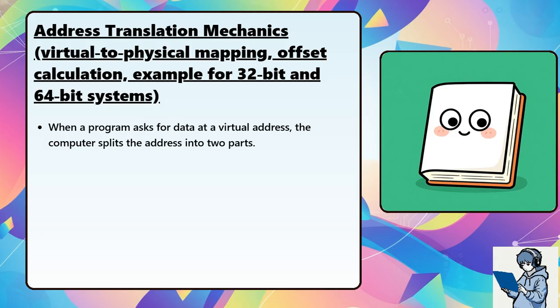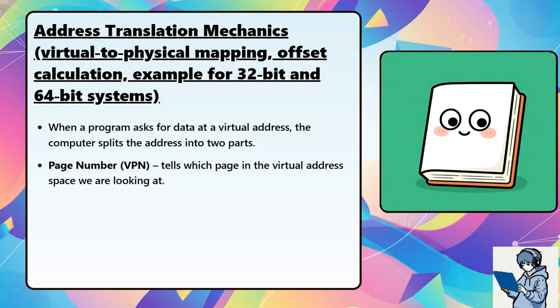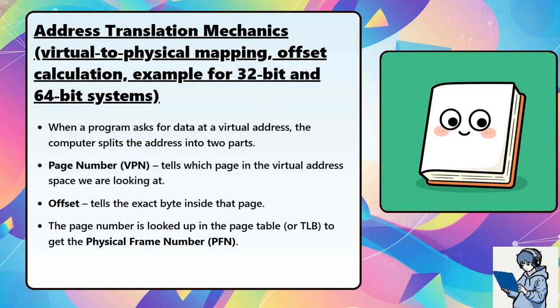When a program asks for data at a virtual address, the computer splits the address into 2 parts. Page number. Virtual page number tells which page in the virtual address space we are looking at. Offset tells the exact byte inside that page. The page number is looked up in the page table, or TLB, to get the physical frame number, PFN. The final physical address is: physical address equals PFN left shift page offset bits, bitwise or offset.